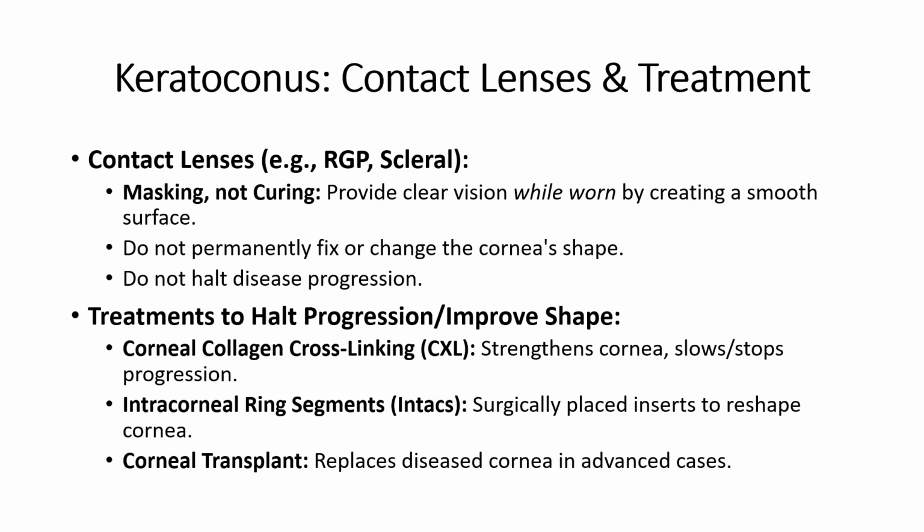Corneal collagen cross-linking, CXL, is currently the only treatment proven to slow or stop the progression by strengthening the corneal tissue. For some, intracorneal ring segments, INTACs, can be surgically placed to help flatten and regularize the cornea. In advanced cases, a corneal transplant might be necessary to replace the diseased cornea with healthy donor tissue.